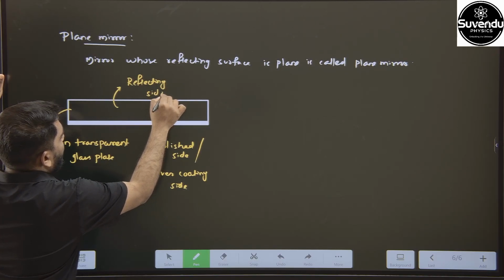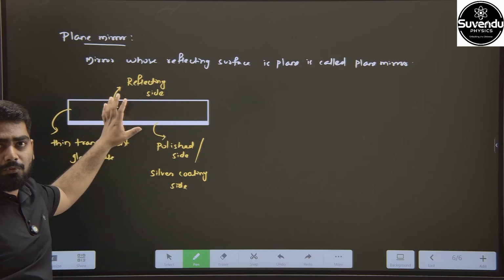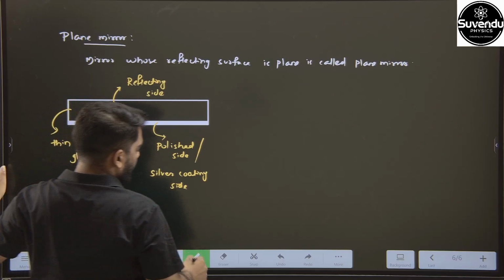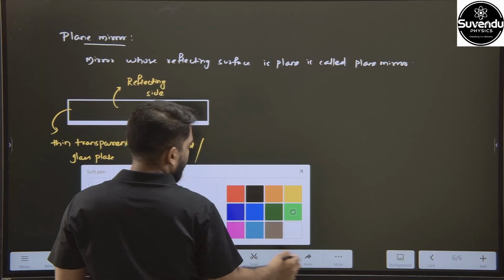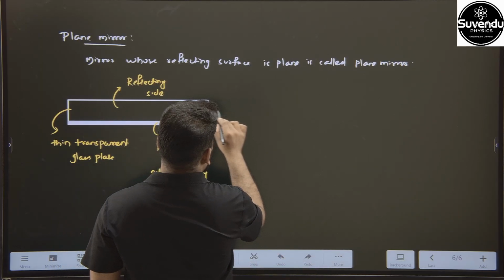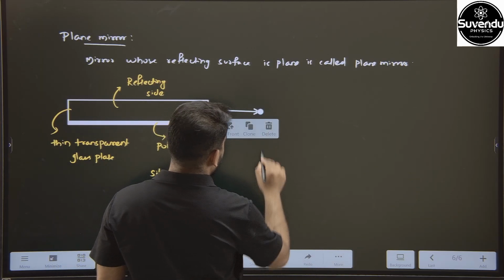So this is about your plane mirror. Actually this is the diagram of plane mirror. But drawing it again and again is actually not easy. This will consume the time. So symbolically it is represented as, let's see how we represent it symbolically.